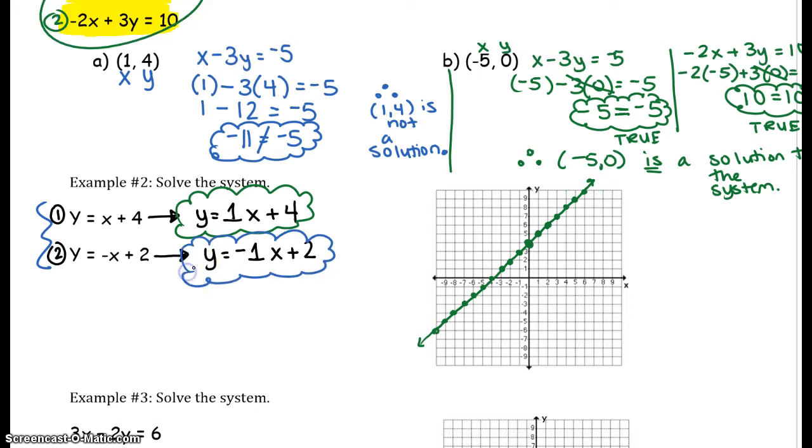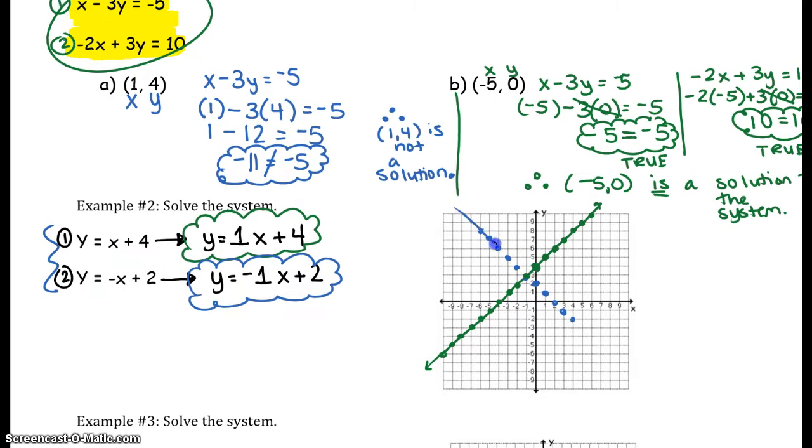Alright. Then the second one I'm going to go ahead and graph in blue. I start at 2 at the y-intercept and use the slope negative 1 over 1. Down 1 to the right 1. Down 1 to the right 1. To the right 1. And keep going the other way as well. Okay. And now I'm going to go ahead and sketch my graph.